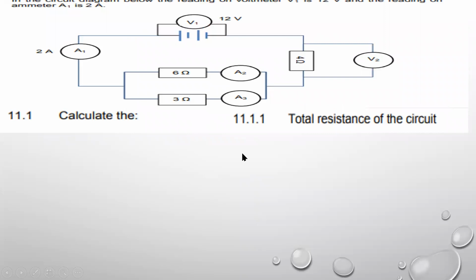Next question, the electric circuit question, the last question for today from this past paper. It is our last question.